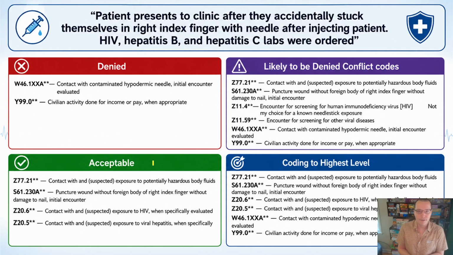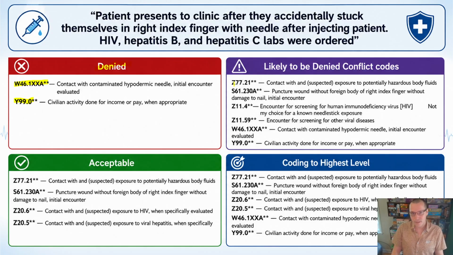So let's break down how a visit can look at the end and how the final codes will look. Let's say we have a patient presents, this is the documentation, patient presents to clinic after they accidentally stuck themselves in right index finger with needle after injecting patient. HIV, Hep B, and Hepatitis C labs were ordered. We will get denied if you just bill it with these two codes here. Since these codes are considered external cause codes, they don't tell enough of the story. So if you do it with only these codes, you will get denied.